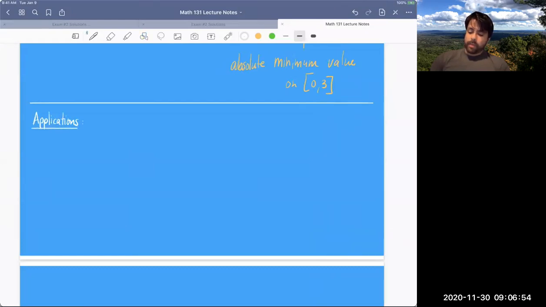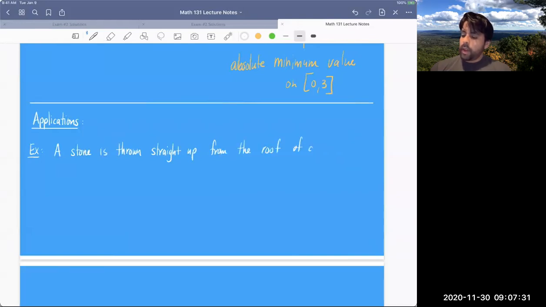And let me ask you this problem. I'm pretty sure most of you have seen it some way, somehow, especially when you're trying to study for the SAT. I think this problem would come about a bit. I don't know if you've seen this before. So a stone is thrown straight up from the roof of an 80-foot building.